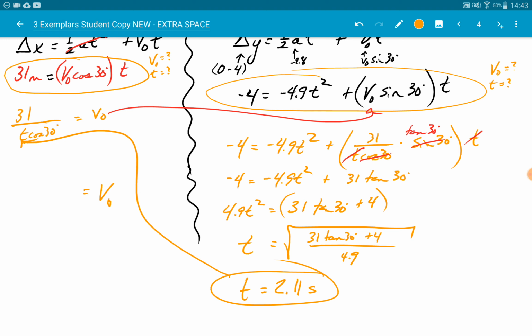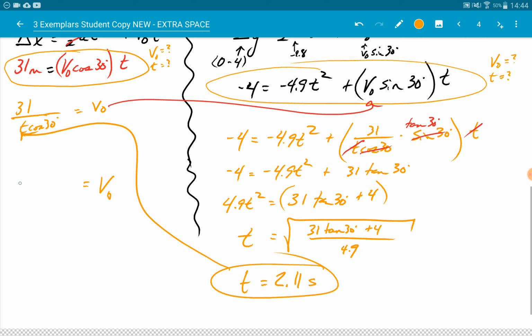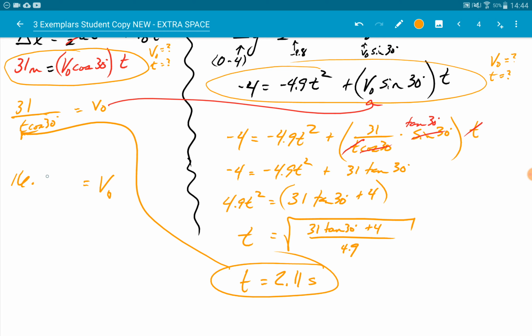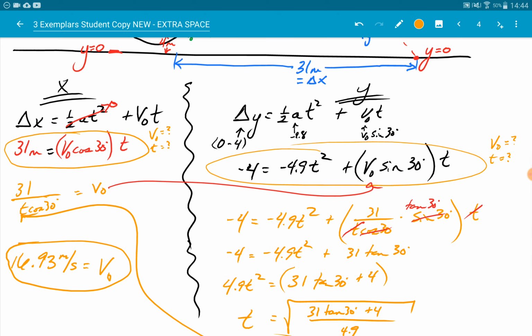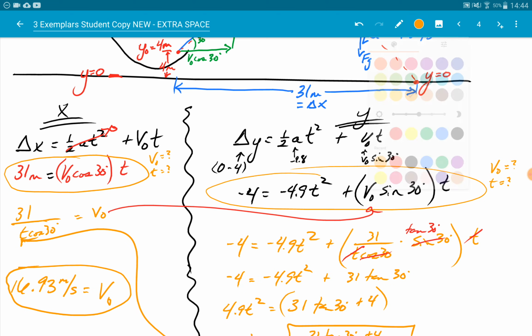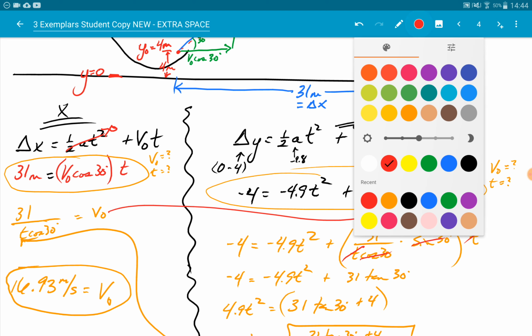So I'm going to store that previous number as v, because why not? You can store that as anything you want in your calculator. And then I do 31 divided by, now I have that number, 2.11. I have it in as v, so I put it in as v times the cosine of 30 degrees. And I get 16.93 meters per second. Boom, that's it. Now look at that. That's not too bad. That's not too bad. And let's do a little recap here, because this went pretty fast.